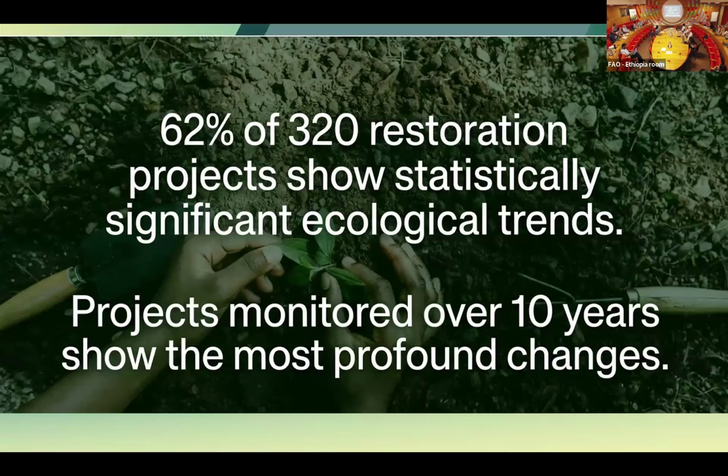From our 320 test bed, we see that 62% of the 320 projects globally show statistically significant ecological trends in at least one indicator. But the number that matters most for evaluation design is this one. Projects monitored for more than 10 years show significant results 49% of the time. Projects monitored for less than 5 years, 15%. This is not a methodological finding, it's rather a funding architecture finding, meaning that 3-year project cycles are fundamentally misaligned with ecosystem recovery timescales.